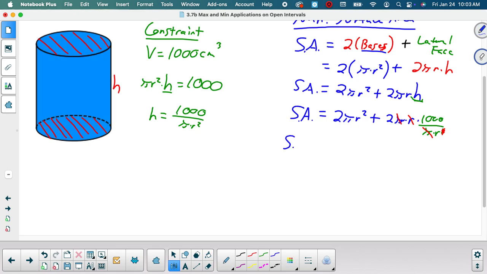So if I rewrote this, my surface area equation is going to be 2 pi r squared plus 2,000 over r, since I just have 1 r left. Now, because I'm going to derive this in a moment, I might make this a little bit nicer to derive. I actually might put this r that's on the bottom, is it okay if I write it as r to the negative 1, and put it on top?